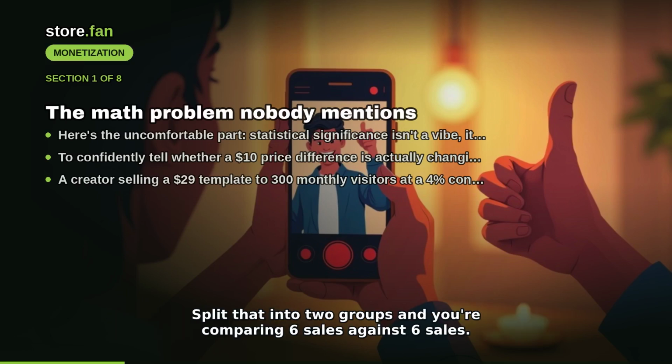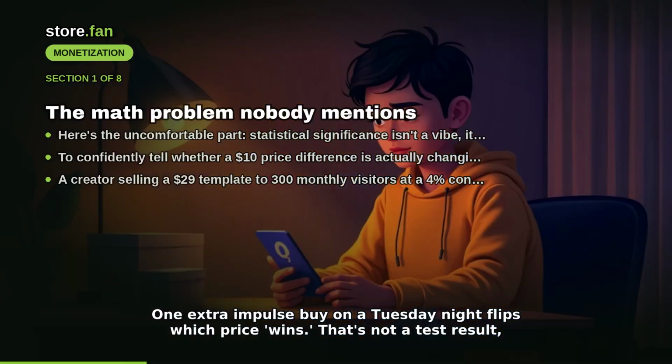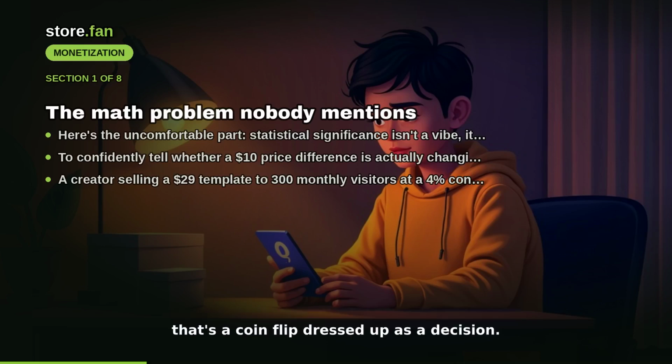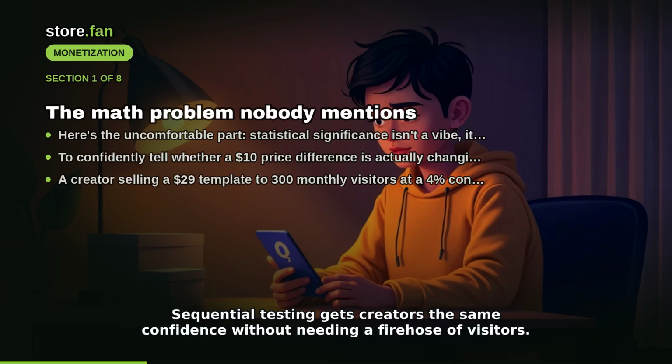Split that into two groups, and you're comparing 6 sales against 6 sales. One extra impulse buy on a Tuesday night flips which price wins. That's not a test result. That's a coin flip dressed up as a decision. Big platforms run simultaneous splits because they have traffic to make that math work in a day. Sequential testing gets creators the same confidence without needing a fire hose of visitors.